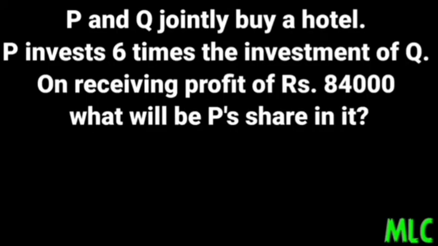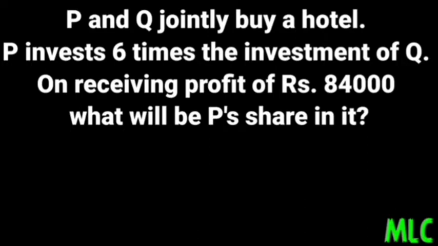P and Q jointly buy a hotel. P invests 6 times the investment of Q. On receiving a profit of rupees 84,000, what will be P's share in it? They're asking a simple question; with common sense we can crack it. So let's do it easily.